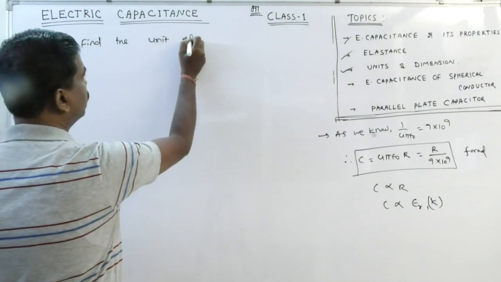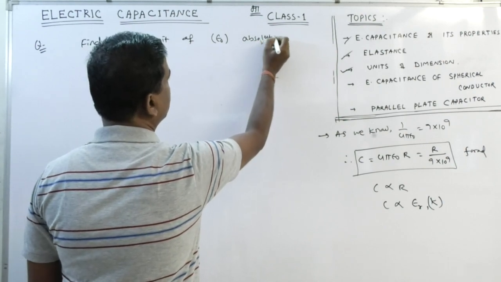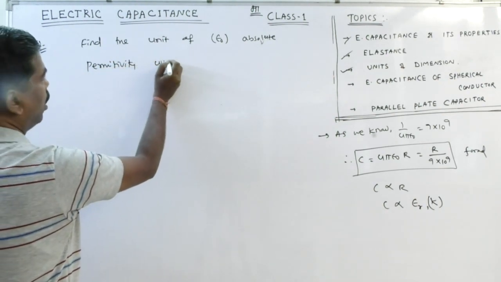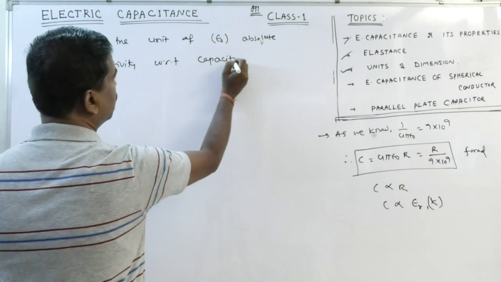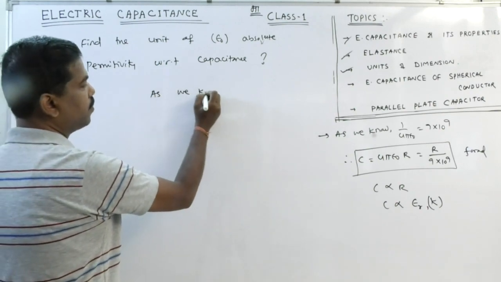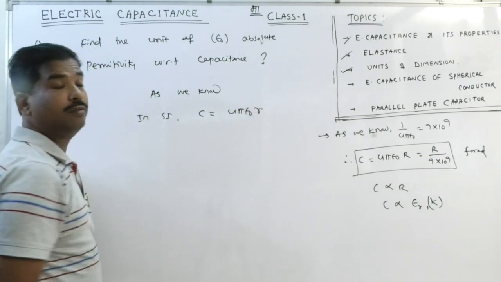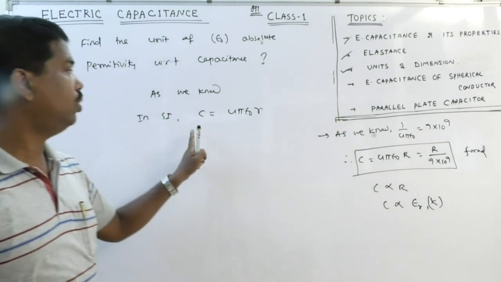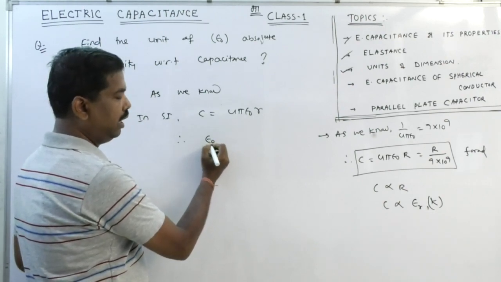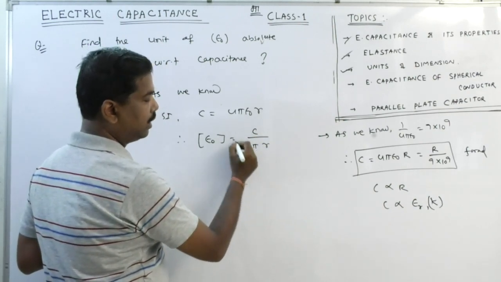Find the unit of epsilon 0, absolute permittivity, with respect to capacitance. Clear? As we know, in SI, C is equal to 4 pi epsilon 0 R. Clear? So, C is equal to 4 pi epsilon 0 R. Therefore, epsilon 0 is equal to C by 4 pi R.